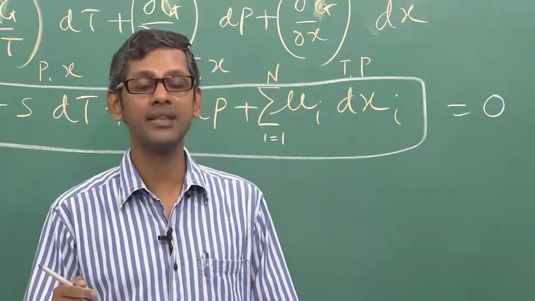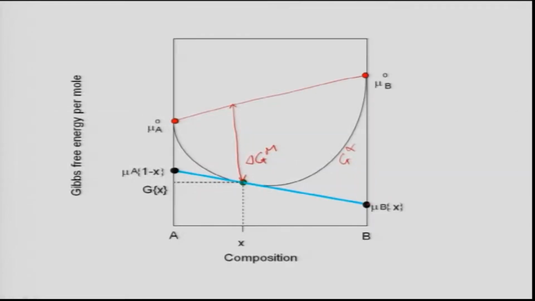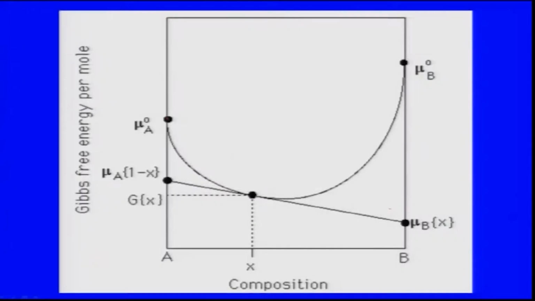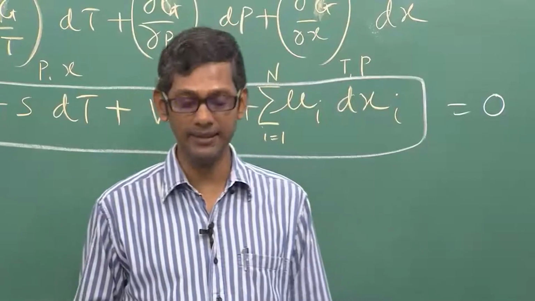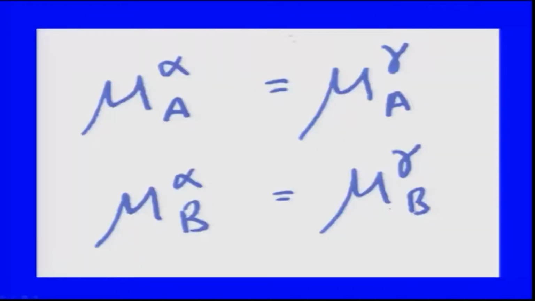This straight line has an equation given by (1 minus x) μA plus x μB; that is the equation of this tangent at a point x. Now, how do I consider stability? Stability is considered using the Gibbs rules, given by μA in phase alpha must be equal to μA in phase gamma, and similarly μB in alpha must be equal to μB in gamma, where μA and μB are the chemical potentials of A and B.